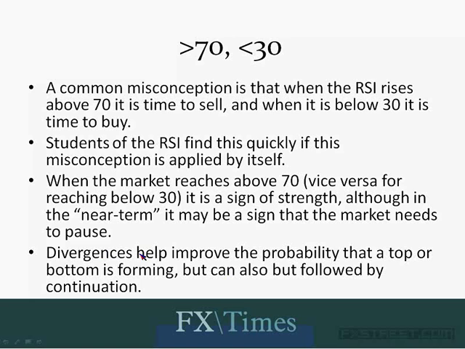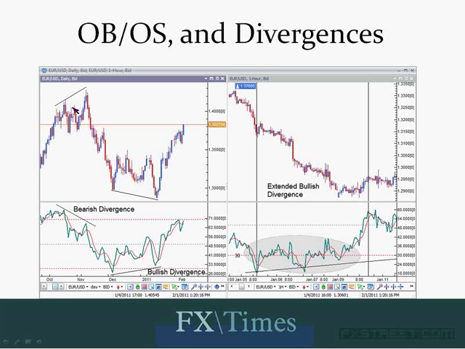Divergences help improve the probability that a top or bottom is forming, but can also be followed by continuation. So our basic interpretation of oversold, overbought, and of looking at divergences, of which we have some examples here of bearish and bullish divergences, does not always work in the market. In fact, you'll find that more often than not, it is not going to work. Okay, here we have a good example of ones that did work.